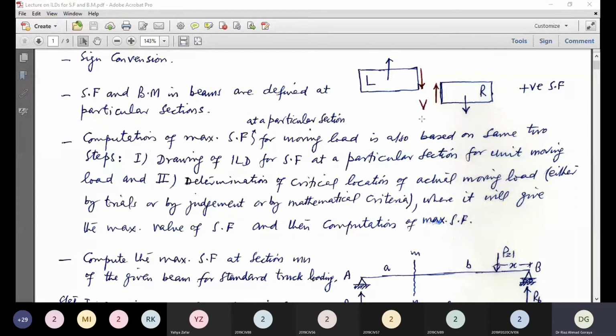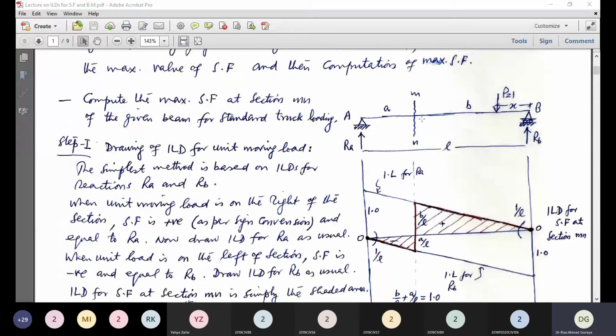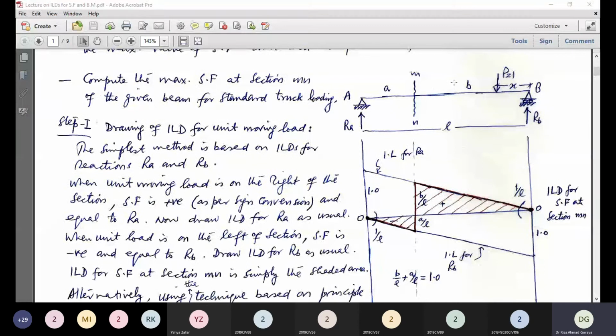Now we will understand it with an example. Consider this simply supported beam, with reaction RA at support A and reaction RB at support B. Now the shear force is required at section MN, which is at a distance a from the support A and at a distance small b from the support B. The span of the beam is L.